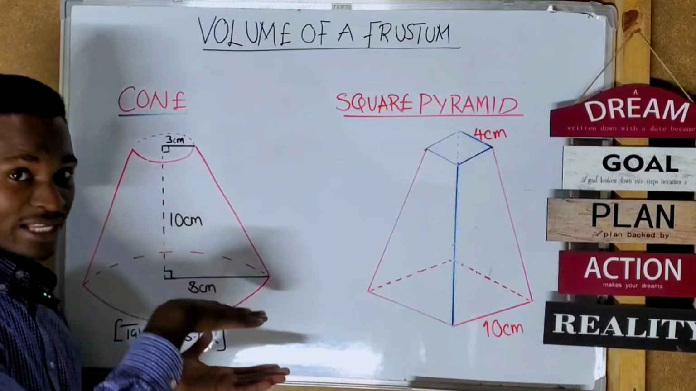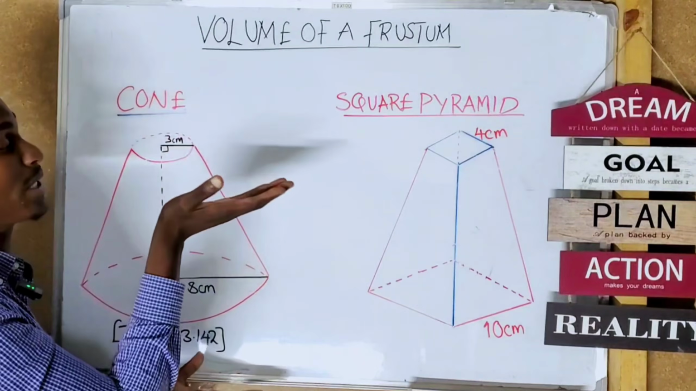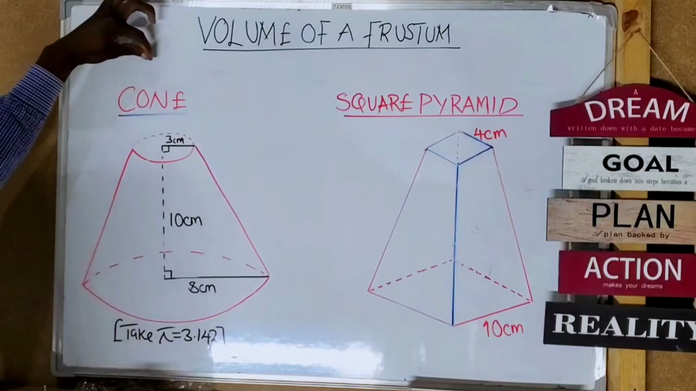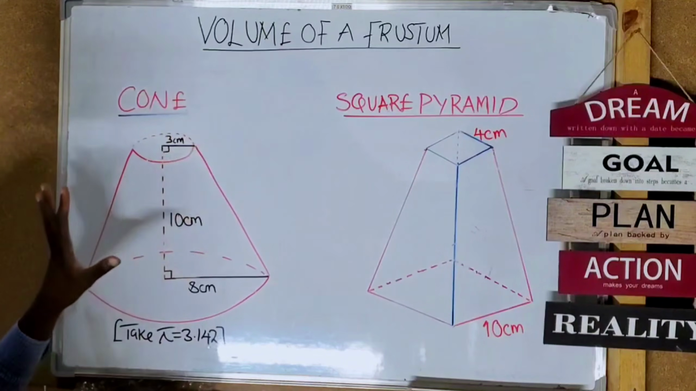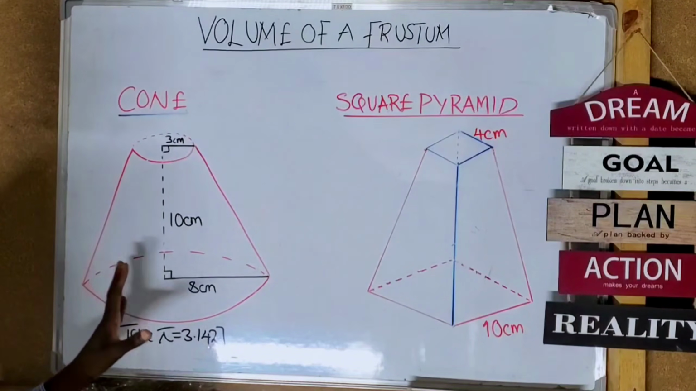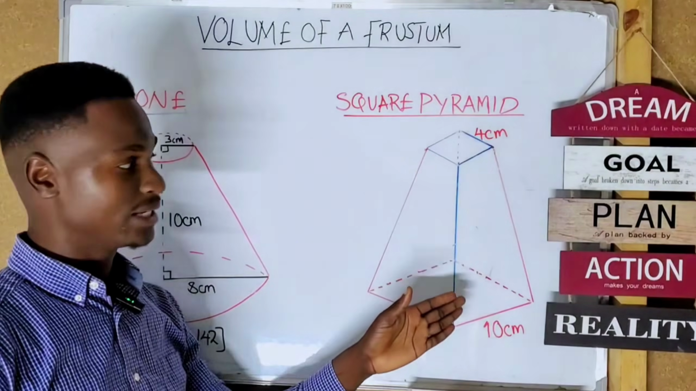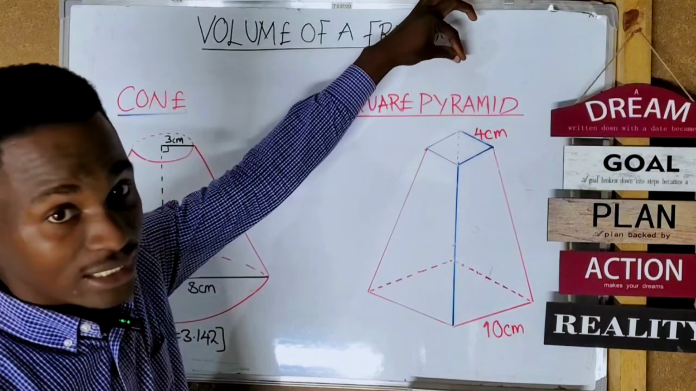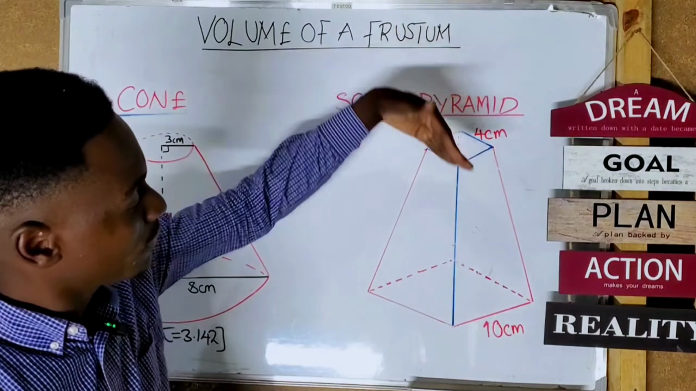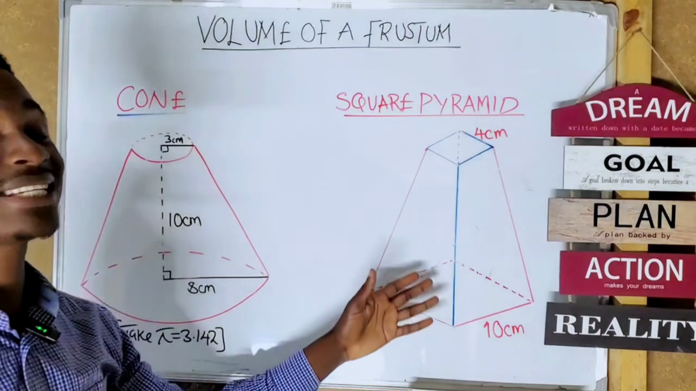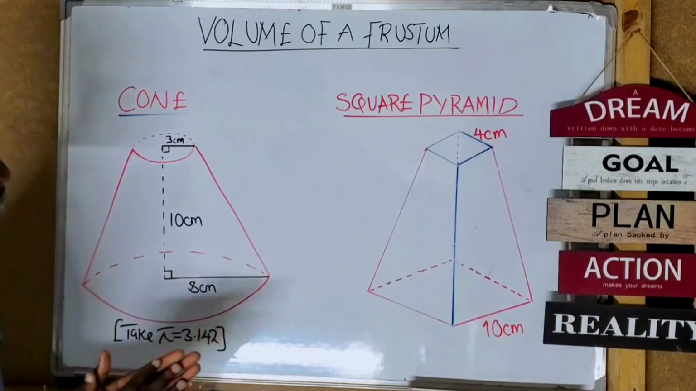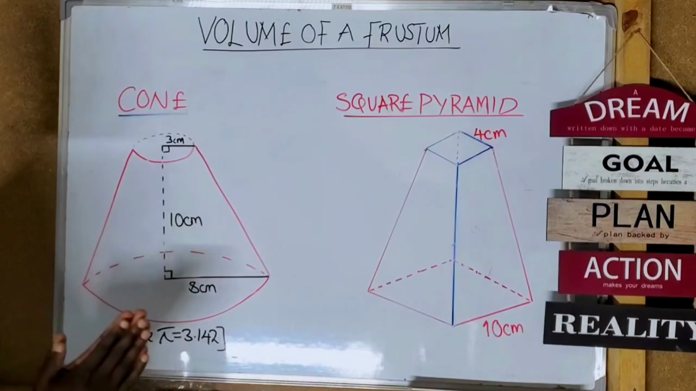The part that remains when the top part of the cone is cut off, like this. The top part of this cone was cut off, so this is the frustum. This is a pyramid on the other hand, on this side. The top part was cut off, all right? The remaining part, which is the base, this is a frustum as well.